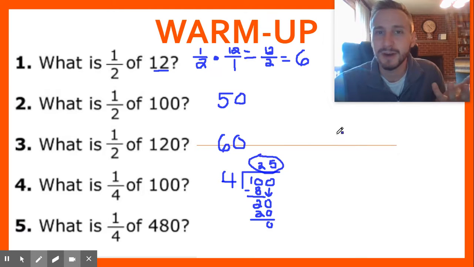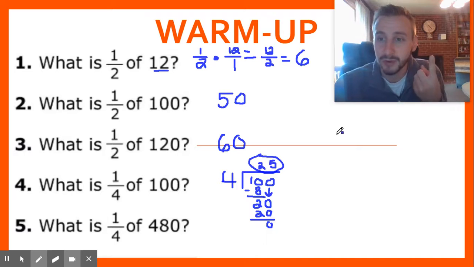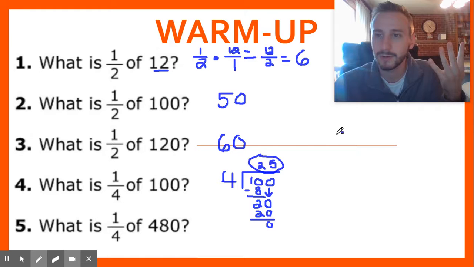Think about it in terms of money, right? How many quarters does it take to get $1? 25, 50, 75, 100. So 4 quarters, right? 4 25-cent pieces makes 100. So your answer here is 25.